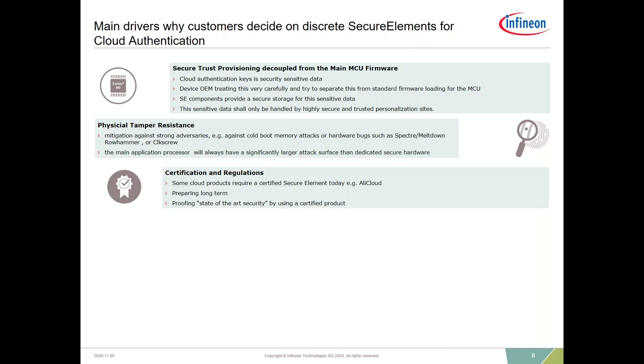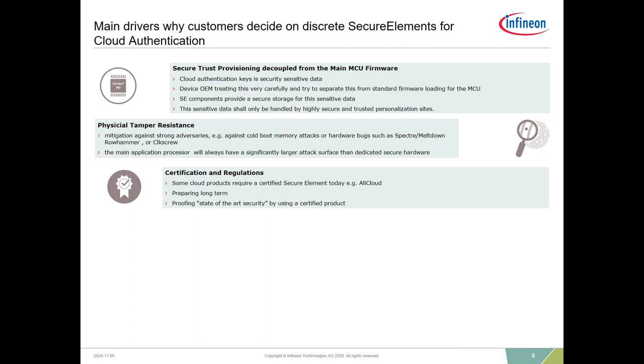Certification and regulation is also a topic. We see in some markets and with some customers that a certified secure element is already required today. For example, in China, AliCloud requires certified secure elements, or at least that a third party had a look into it and checked the security. Another topic is that they want to prepare for long-term requirements. We see a trend, for example in Europe with the Cybersecurity Act, that it might become necessary to have certified products somewhere in the market. And here, customers are already preparing today. And then it's also about proving state-of-the-art security by using a certified product.